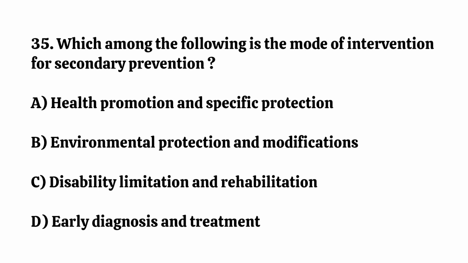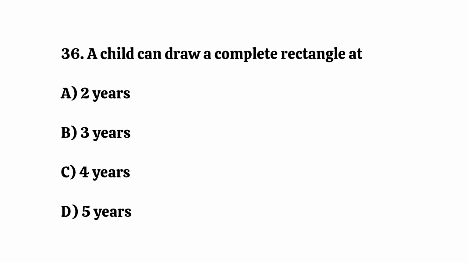Gastroenteritis. Next, which among the following is the method of intervention for secondary prevention? A. Health promotion and specific protection, B. Environmental protection and modifications, C. Disability limitation and rehabilitation, D. Early diagnosis and treatment. Answer is option D. Early diagnosis and treatment. Next, a child can draw a complete rectangle at A. 2 years, B. 3 years, C. 4 years, D. 5 years. Correct answer is option C.